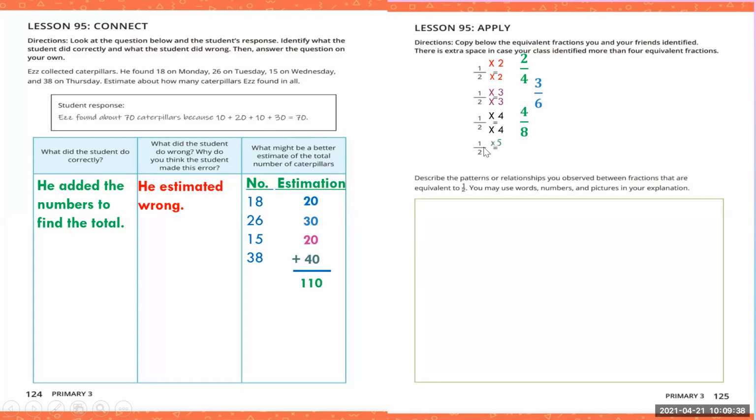The last one we will multiply by 5 up and down. 1 times 5 equals 5. 2 times 5 equals 10. So now I want you to focus with me.